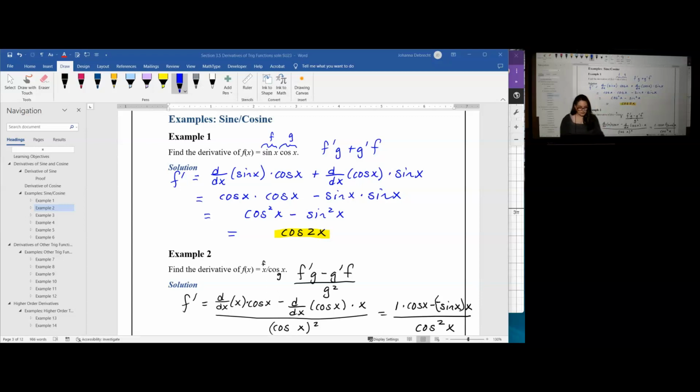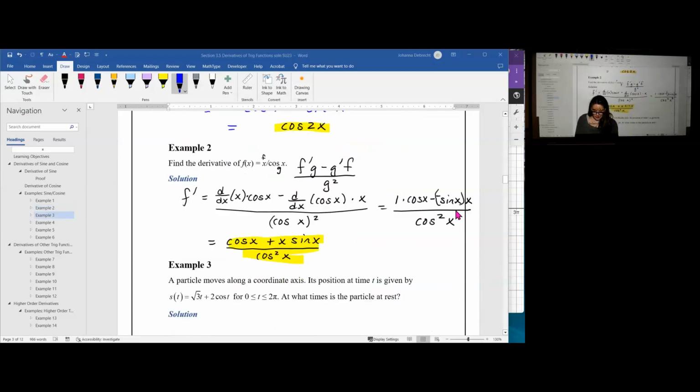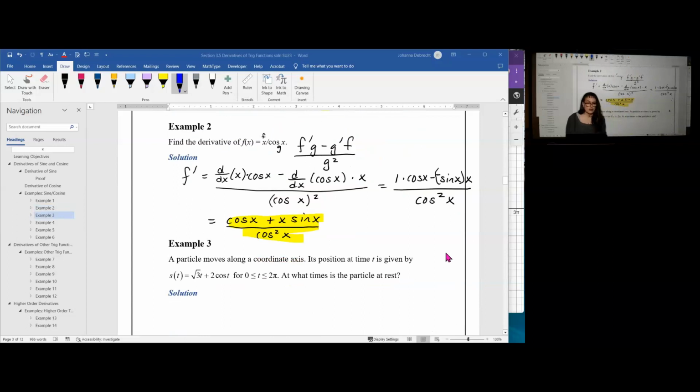Now we want to look at example 2. In example 2, we have the ratio of a polynomial x with a trig function cosine of x. We apply the quotient rule for derivatives, f prime g minus g prime f over g squared. The bottom times the derivative of the top minus the top times the derivative of the bottom over the bottom squared. Whatever pattern you memorized, use the same pattern every time you do the quotient rule to help create a rut in your brain so that memory stays there forever.